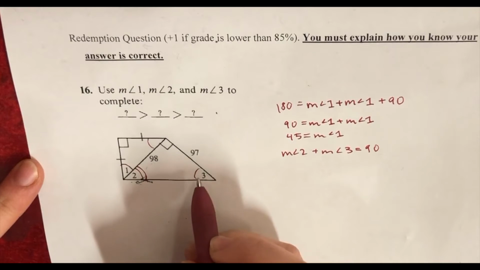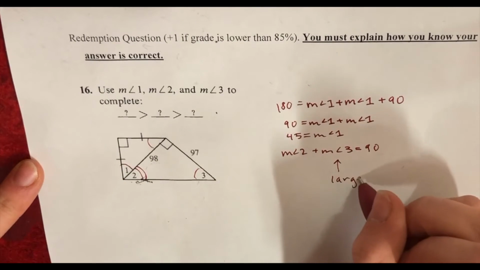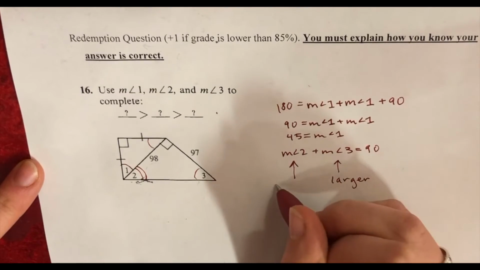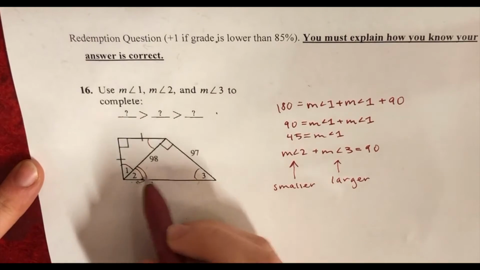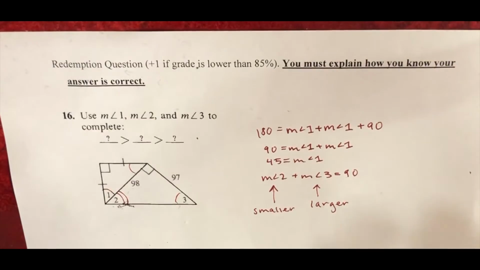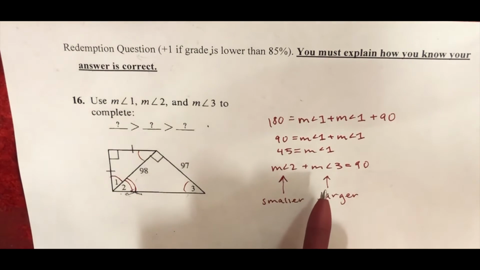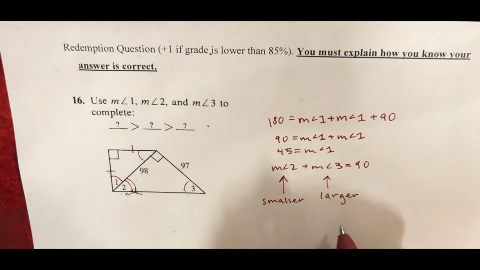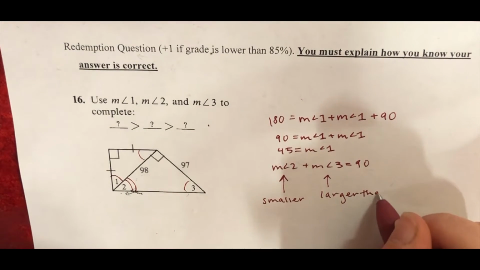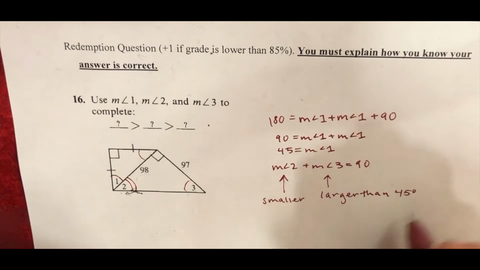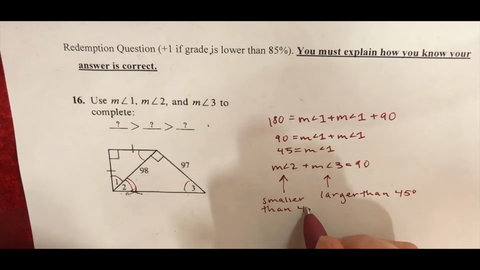But we also can tell that the measure of angle 3 is going to be larger than the measure of angle 2. And the measure of angle 2 is going to be smaller because it's opposite the smaller leg of the right triangle. If this were another isosceles triangle, then we would know that the measure of angle 2 and the measure of angle 3 would equal 45, but since it's not, and the measure of angle 3 is larger, this has to be larger than 45 degrees. And to be complementary, this has to also be smaller than 45 degrees.